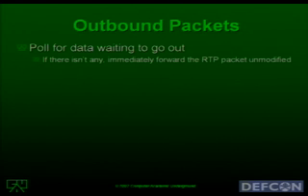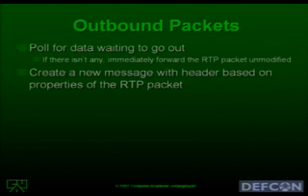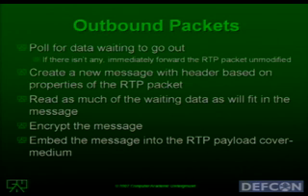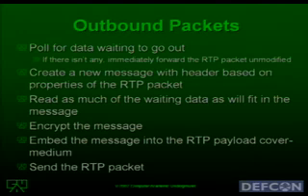For outbound packets, we poll for data that's waiting to go out from the tool. If there isn't any, we immediately send the packet. We create a new message based on the properties of the RTP packet we're going to be embedding into. We read as much of the waiting data as will fit in the message that's going to be embedded. We encrypt it, and then we embed the message into the RTP payload as cover medium. And then we send it.